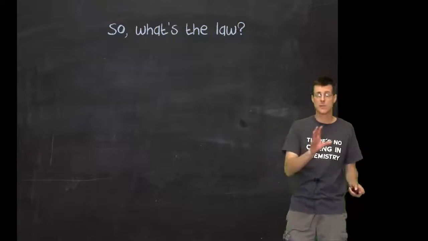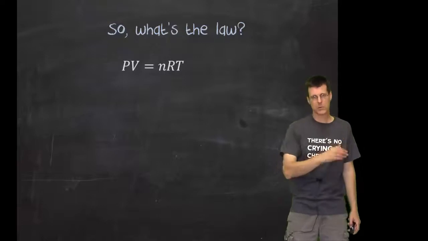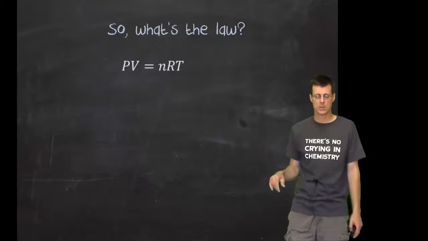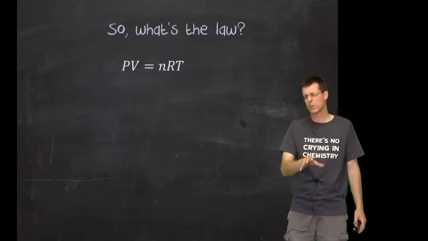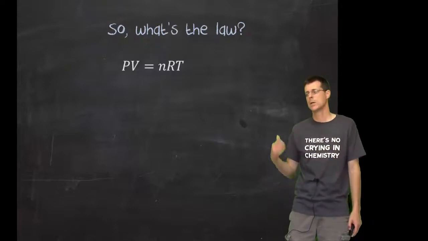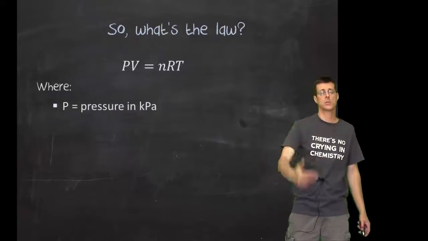But the actual law, this is important. This is where the stuff really gets to be important. Here is the formula, and I'll explain this in a minute. I'm just going to give you a second with that. PV, which we already know, equals nRT. And we could probably guess T, we know. R, we'll get there. Pressure: for us, pressure is always going to be in kilopascals.